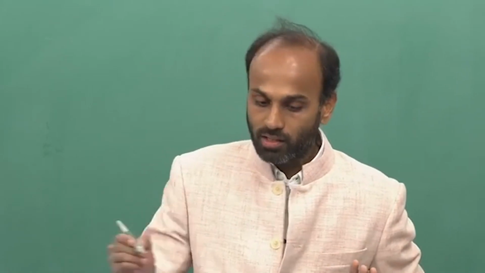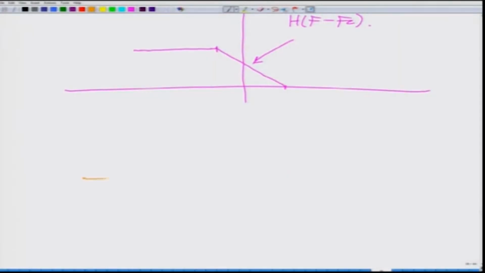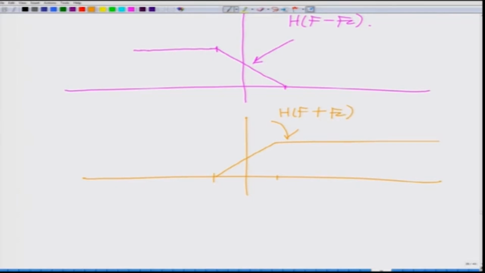Now, let us look at H(f plus fc), and if you look at H(f plus fc), that looks something like this. So, this is your H(f plus fc), that is basically your component that is at fc is shifted backward to the 0 frequency, that is shifted by fc to the left.